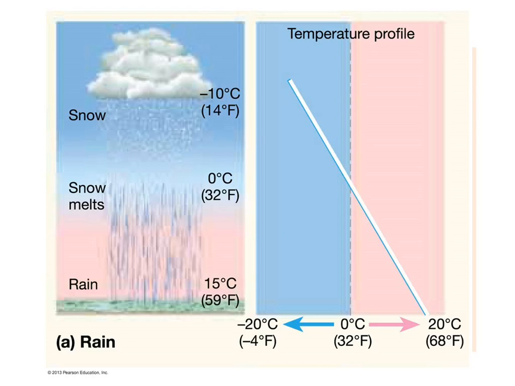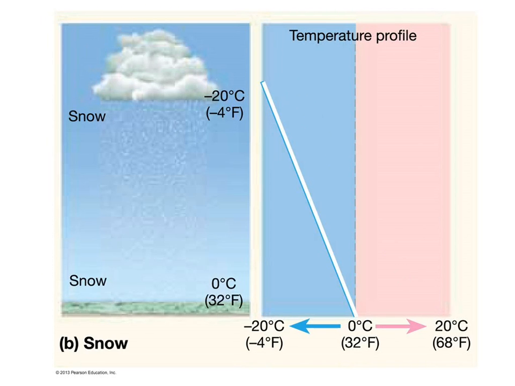So over here, what your author's done is the blue is freezing, the pink is warmer than, so this would be liquid, and this would be solid. Okay, so it starts as snow, we get it as rain. So here's the other one. It starts as snow, we get it as snow, right? It stays cool enough that it won't melt as it gets closer to the Earth's surface.